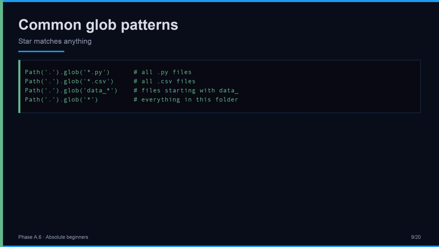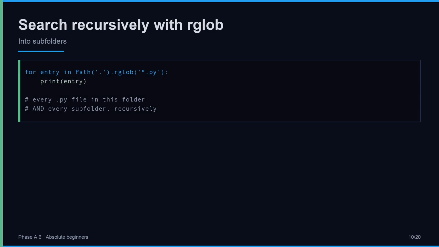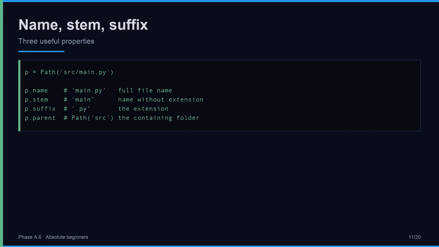Star means anything. rglob is glob with an R in front, recursive. It searches the folder and every subfolder beneath it. So path.rglob("*.py") finds every Python file anywhere inside the current folder, no matter how deeply nested. This is exactly what you need for questions like, find every .py file in this project. One call, every subfolder, every match. rglob is one of the most useful tools in pathlib for real codebases. All the way down, path objects give you 4 properties you will use constantly.